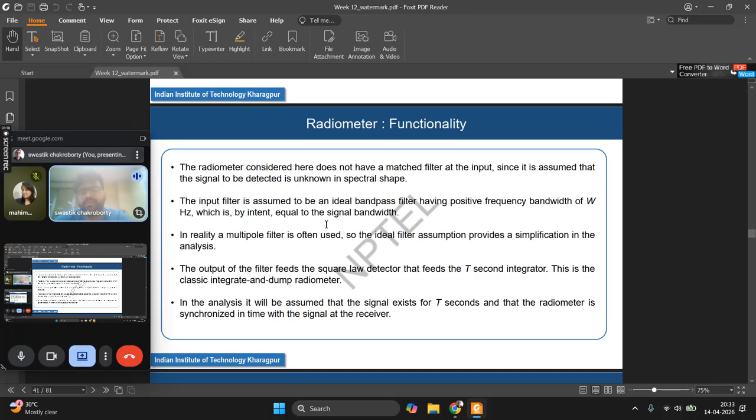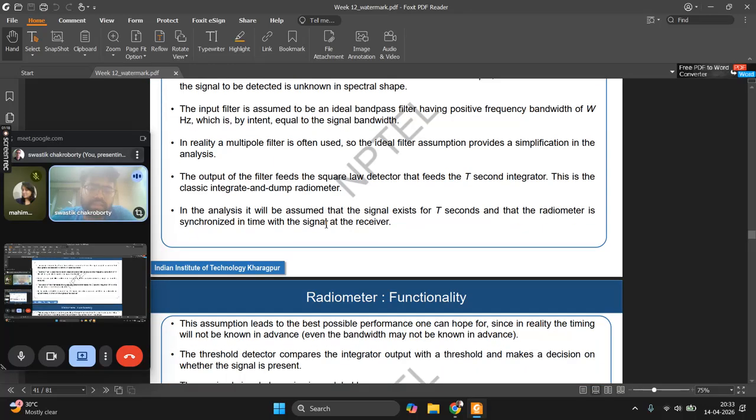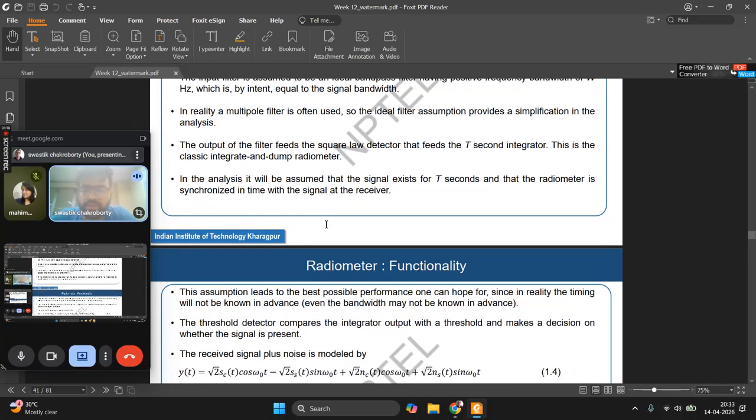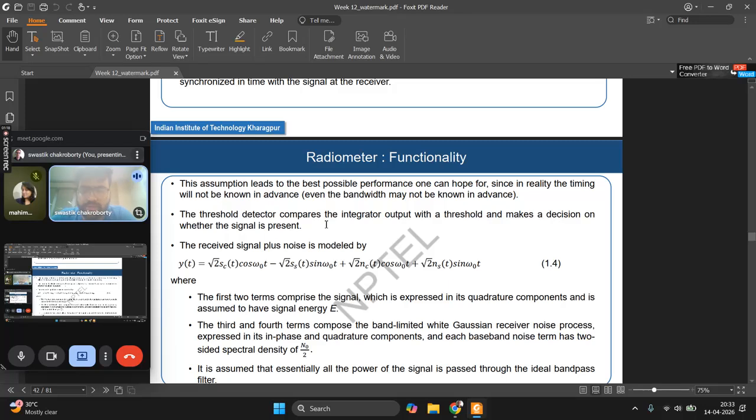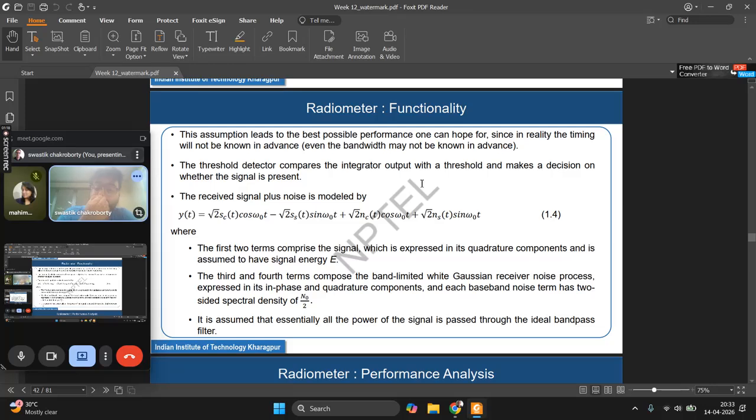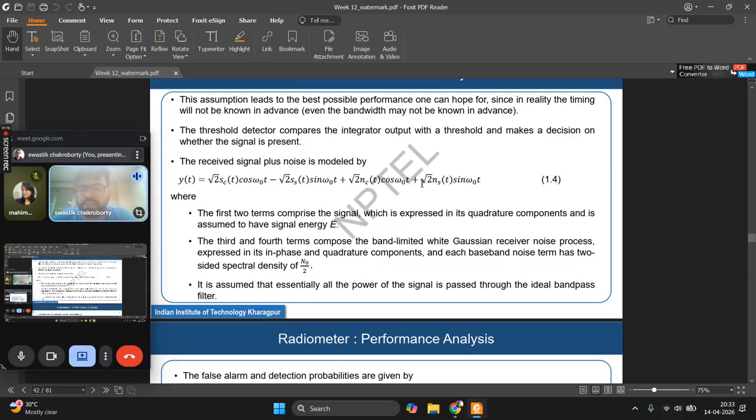In this analysis, it will be assumed that the signal exists for T seconds and the radiometer is synchronized in time with the signal at the receiver. Of course, for the integration to work, your receiver has to be synchronized. This assumption leads to the best possible performance one can hope for, since in reality the timing will not be known in advance, and even the bandwidth may not be known in advance. The threshold detector compares the integrator output with the threshold and makes a decision on whether the signal is present.